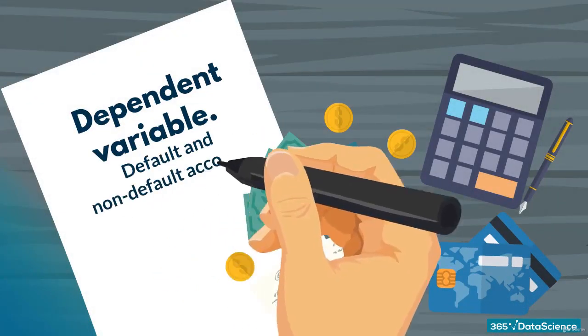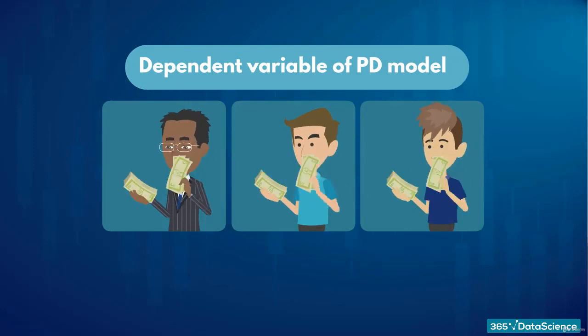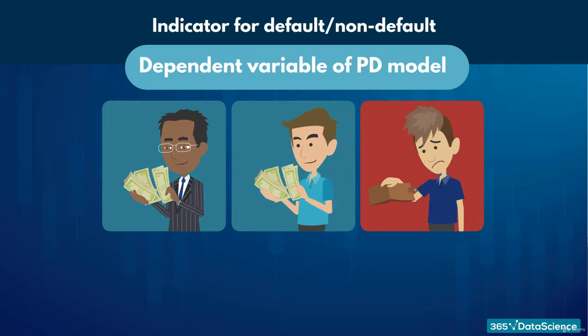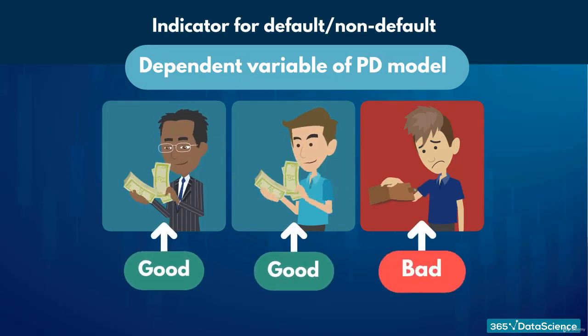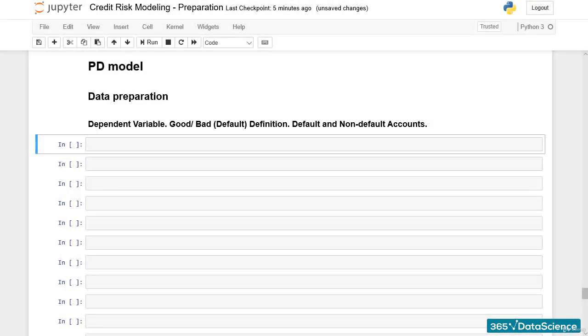Welcome! We mentioned in the previous lecture that our dependent variable for the PD model will be an indicator of whether a borrower defaulted or not. We are going to create this indicator based on a default definition, also known as a good-bad definition. What data do we have in our dataset about borrower performance and repayment behavior? It seems that the only piece of relevant information we have is contained in the loan status column. Let's display its unique values.